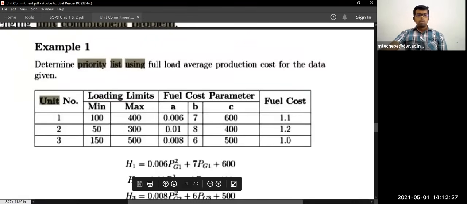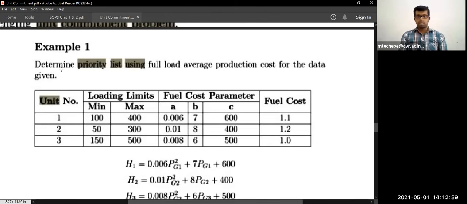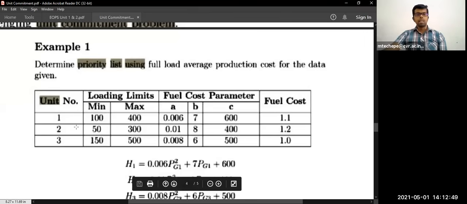So what is problem number one? In problem number one, what they have given is: determine the priority list using full load average production cost, that is FLAPC, for the data given below. So the generating units number is given, that is 1, 2, 3.